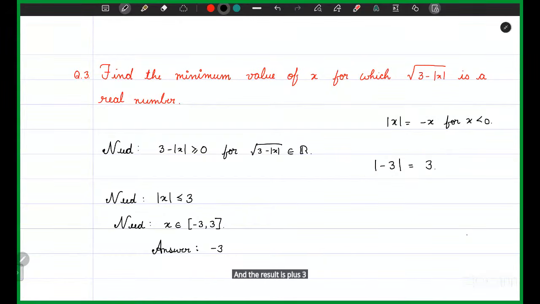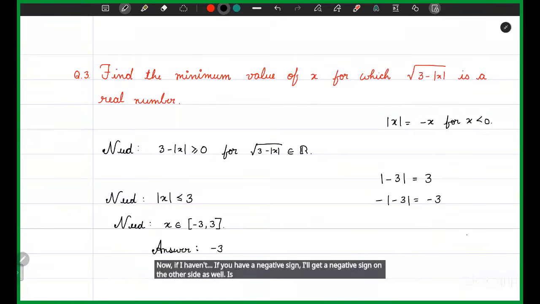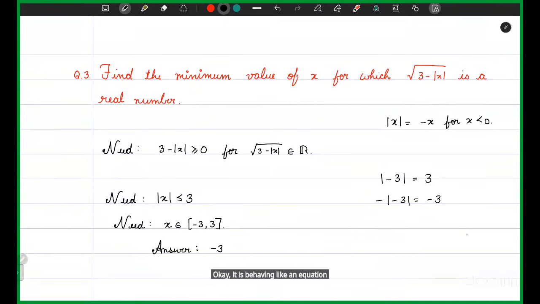It is okay for me. So then would this not be this? This is not possible. And would this not be this? So if I start out with just modulus of minus 3, do you agree that it will be equal to 3? Yes, sir. I'm just saying that if you have a negative sign, I'll get a negative sign on the other side as well. Is that also okay? Yes, sir. It is behaving like an equation. What we are doing in LHS, we should do the same in RHS.